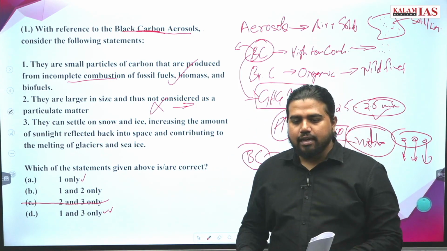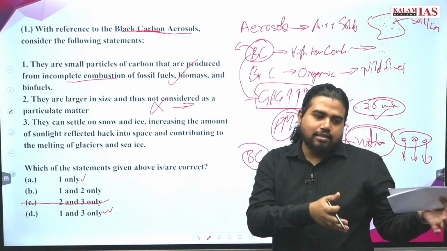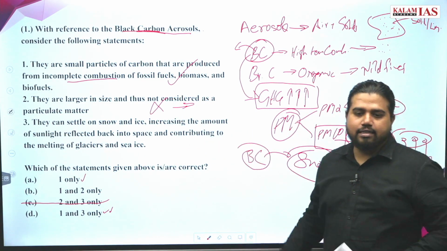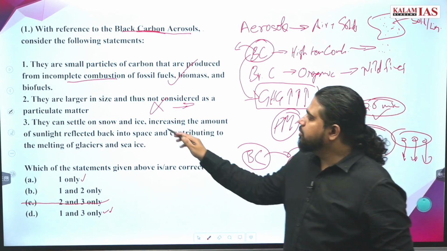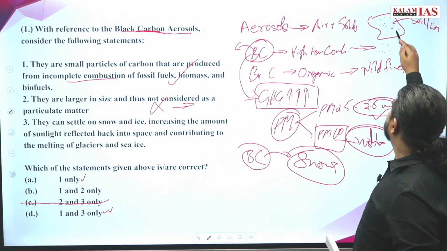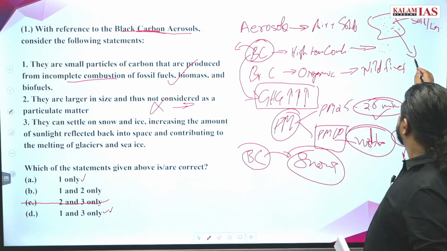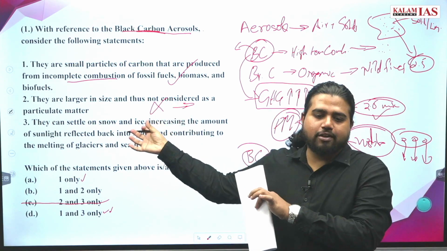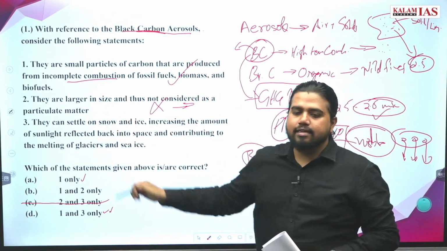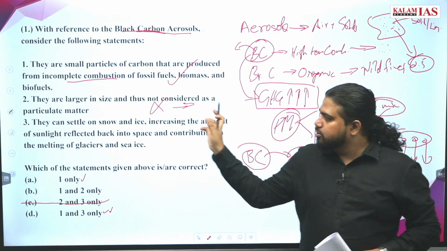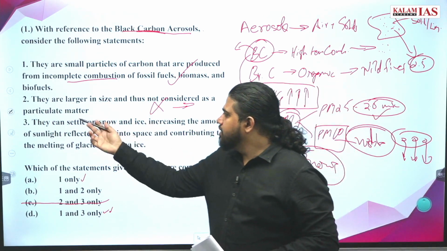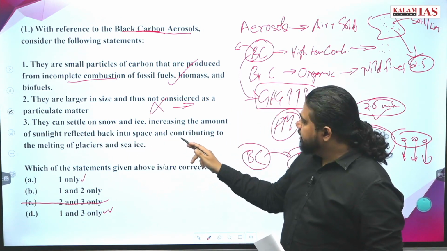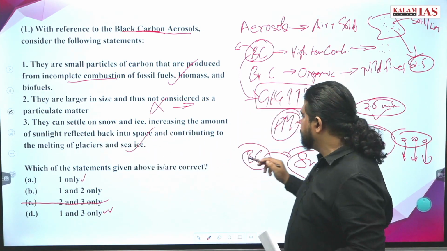What is the major difference? Here the element is carbon, otherwise other particulate matter can be of any other substance also, not necessarily carbon only. And if you go by knowledge, aerosols are mostly 2.5 micron in size. It is coming within the size of particulate matter, and it is considered a different category of particulate matter. So this statement is completely wrong. They can settle on snow and ice, increasing the amount of sunlight reflected back into space and contributing to... this is what we discussed here.